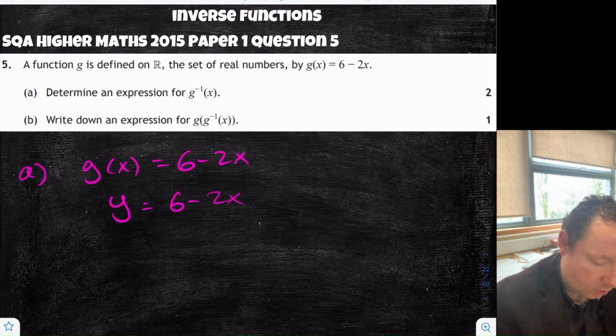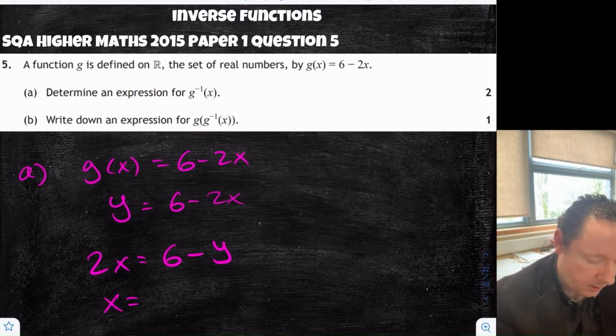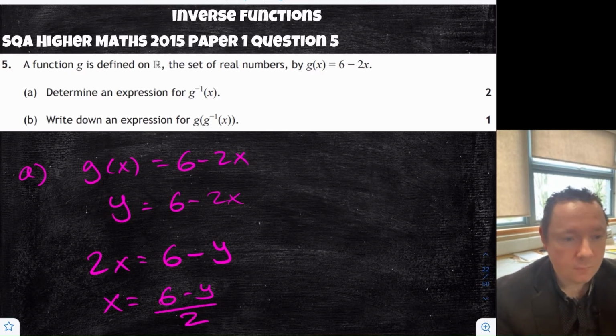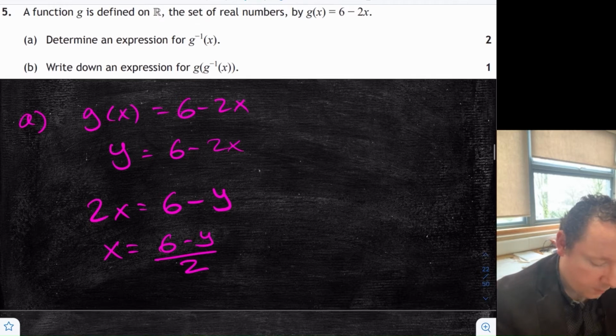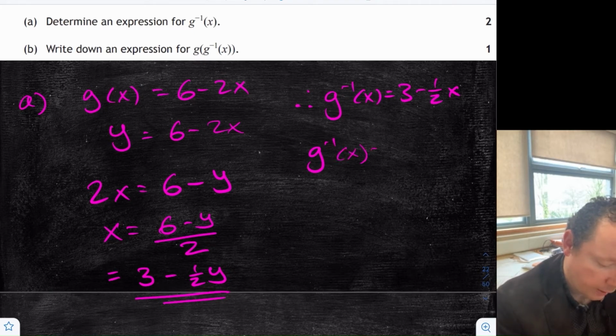And I'll rearrange that to make x the subject. That means taking 2x over to the left. 2x equals 6 minus y, taking the y over to the right. So x is 6 minus y over 2. Splitting that up, that gives me 6 over 2 is 3 minus a half of y. And therefore we can write the inverse function of x is simply 3 minus a half x, or you might prefer the inverse function of x, writing the x first, is minus a half x plus 3.